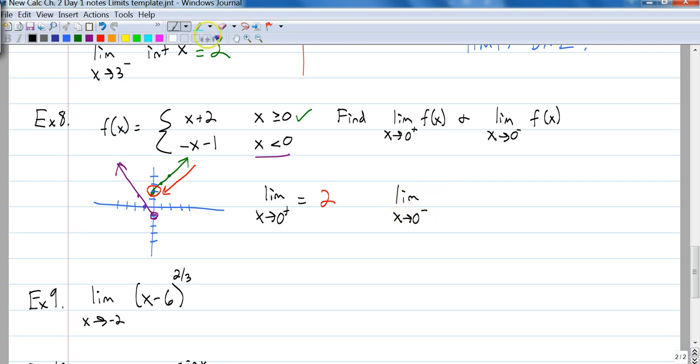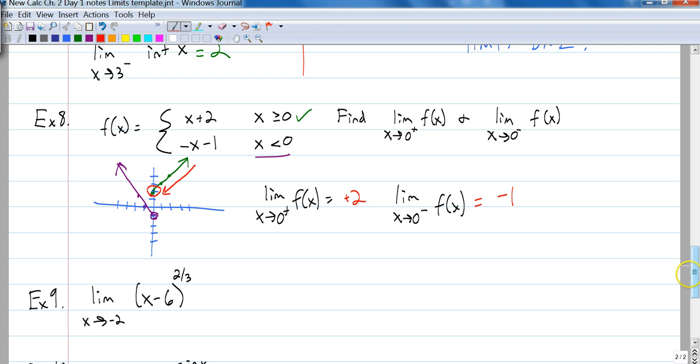And I should be writing f of x, just notation-wise, because it's a limit of a function. So that limit from the right is 2, and the limit if you approach from the left is -1.